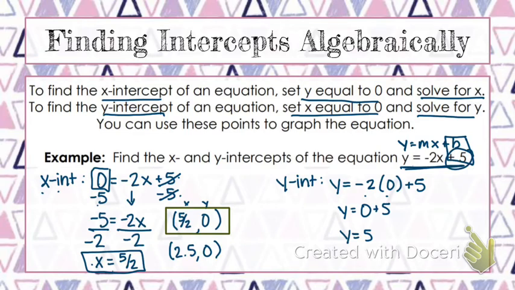is at 5. And to write that as an ordered pair, it's x then y. The x value is 0 because that's what we plugged in for x, and the y value is 5.